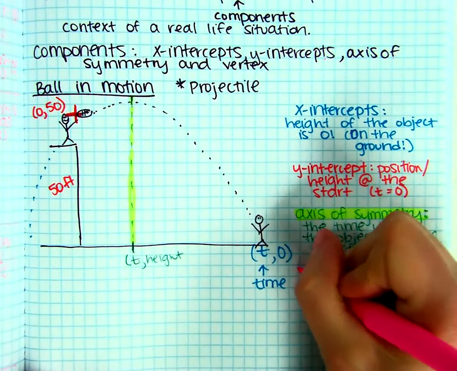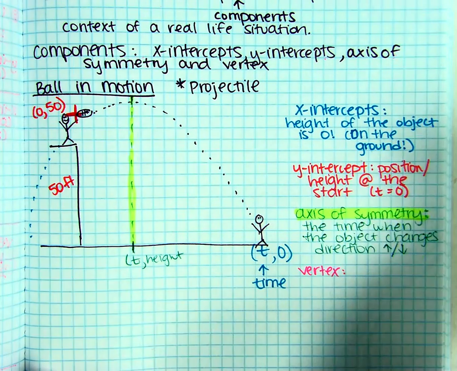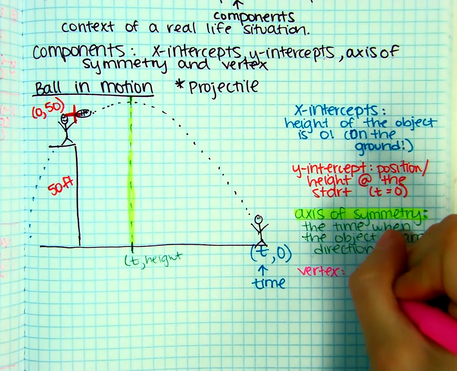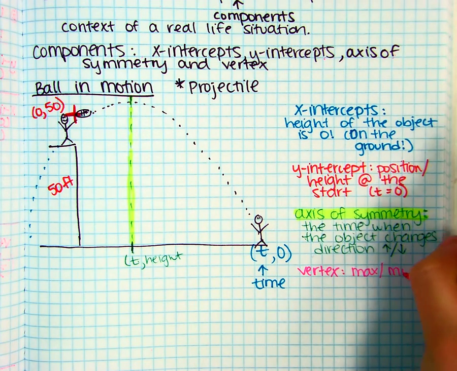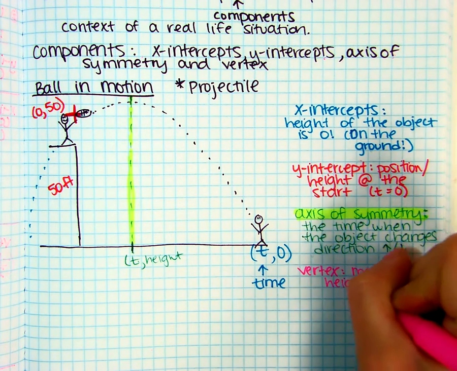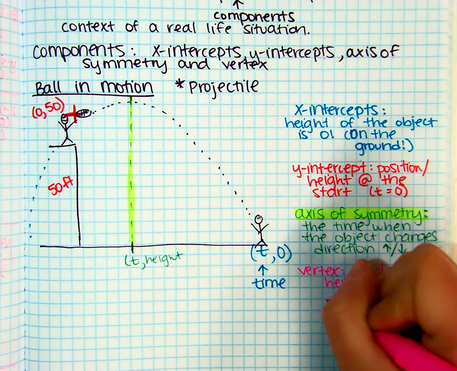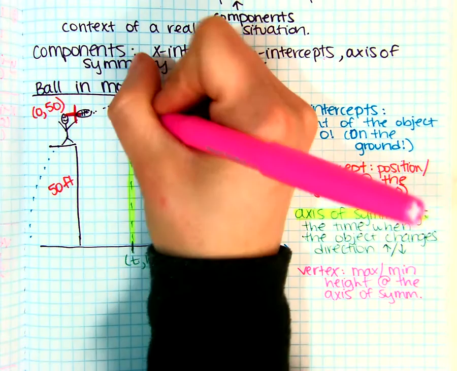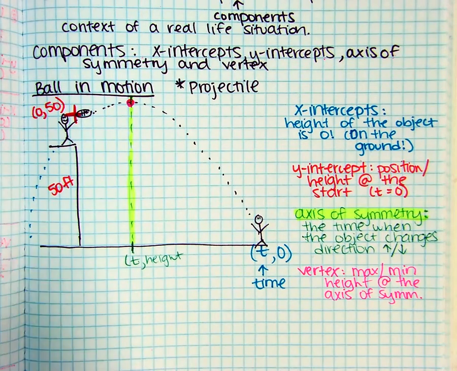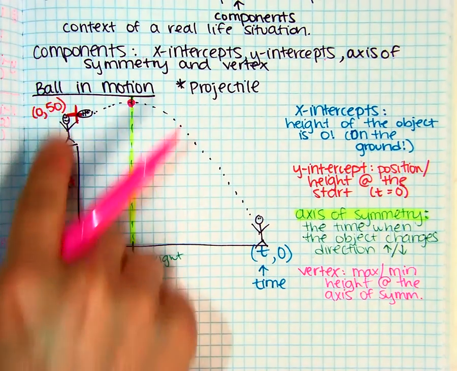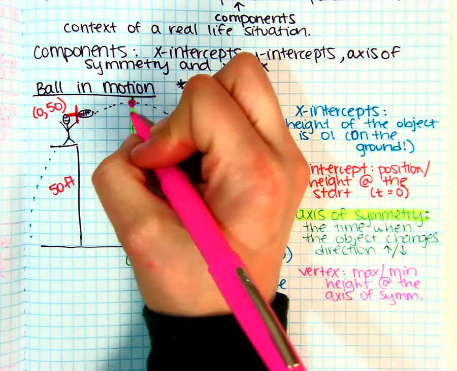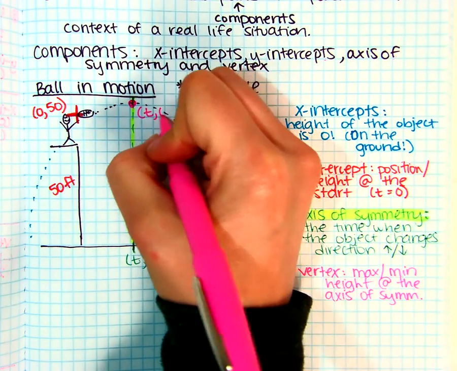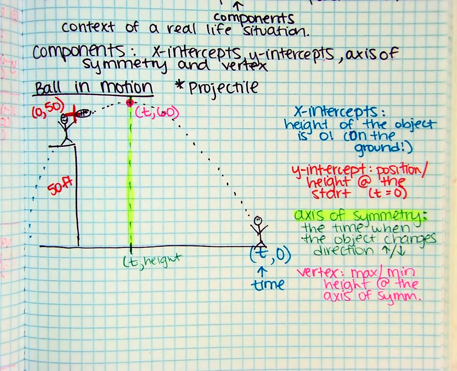So our vertex, in this case, is a maximum because the ball is going up. It is the maximum or minimum height at the axis of symmetry. Okay, in this case, let's say the ball was thrown up 10 feet before it came back down, so its maximum height would be an additional 10 feet, so it would be 60 feet, yeah? So we need to know whatever our axis of symmetry is, and then it would be 60 feet. So that's an example of a ball being thrown.